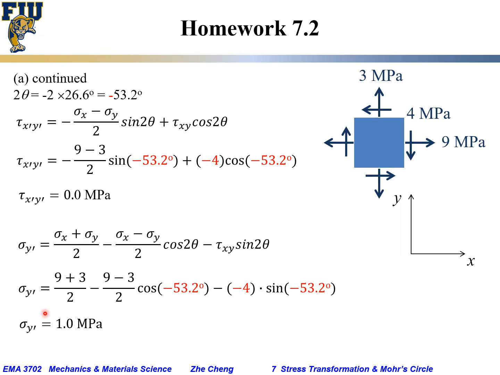Okay, and then the normal stress in the new y direction, sigma y prime, would also be given in the previous equation. Average, this would be minus the difference, and tau xy again would be minus, 2 theta would be minus. You plug the numbers in, you would get sigma y prime for the new orientation would be 1 megapascal.